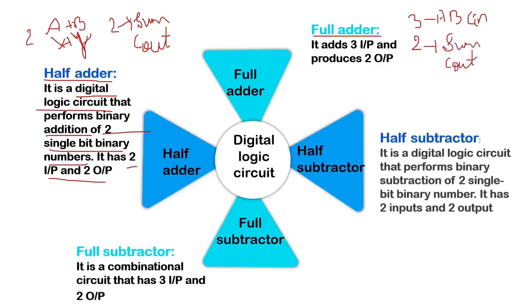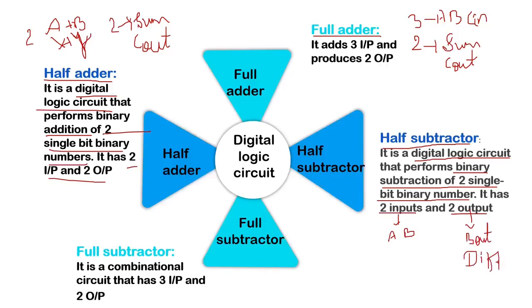Then what is a half subtractor? A half subtractor is a digital logic circuit. It will perform the binary subtraction of two single bit numbers. Two numbers' subtraction will be done by a half subtractor. It also has two inputs and two outputs. Two inputs are A, B. The two outputs in a half subtractor are borrow out and difference. Borrow out is represented as B out and the other output is difference.